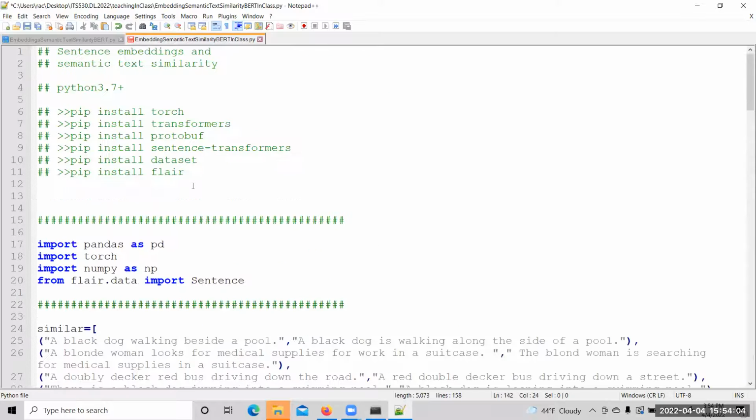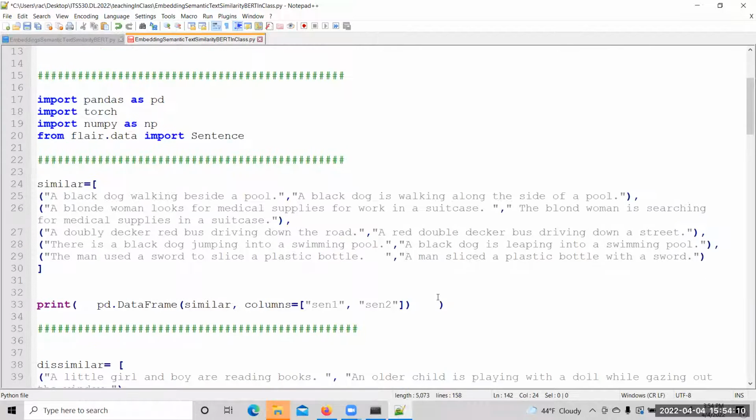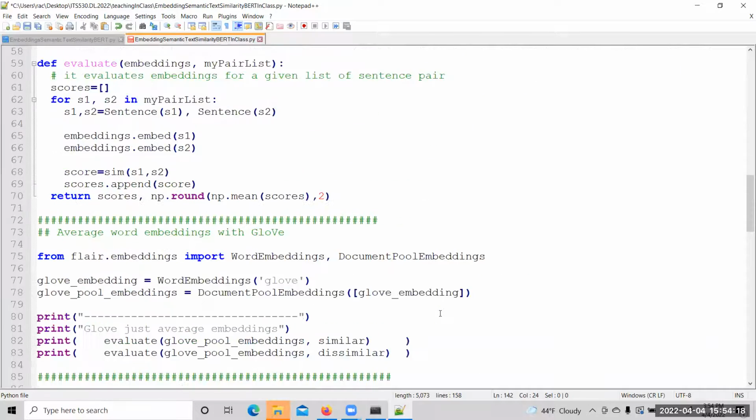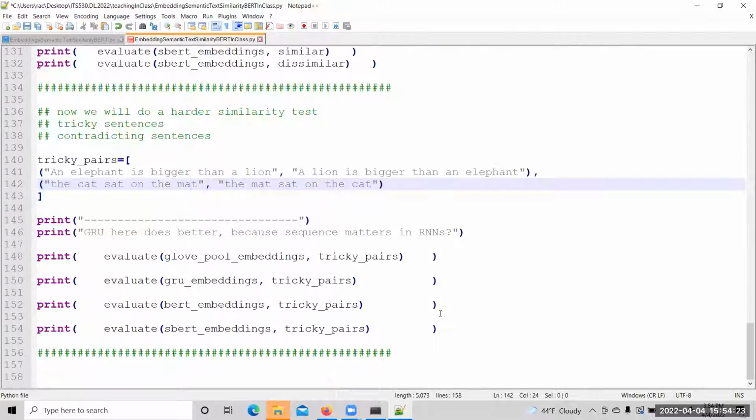So whereas before the sentences were, a black dog walking beside a pool, a black dog is walking along the side of a pool, versus dissimilar, a little girl and boy are reading books, then an older child is playing with a doll while gazing out the window. So those were dissimilar. Now we have tricky sentences, and we're going to perform the same task with the 4 methods and just see how it performs.